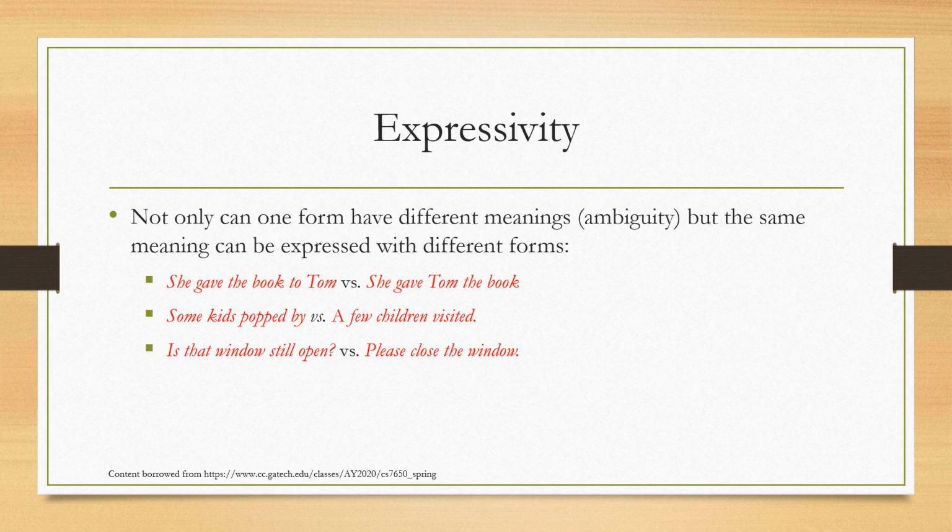sentences. Expressivity means having a similar meaning for different sentences. As in the example shown, she gave the book to Tom versus she gave Tom the book. The meaning is clear that we are talking about a female who gave the book to a person named Tom in both of the sentences, similar in the other two examples.